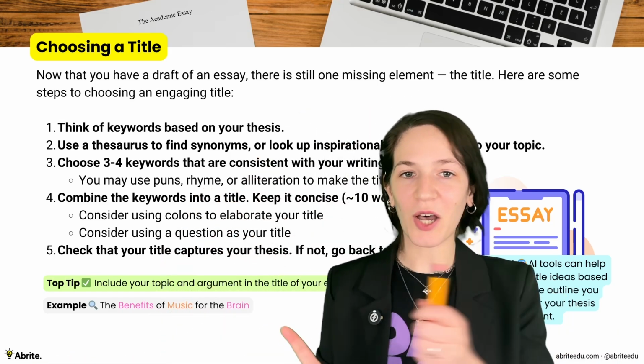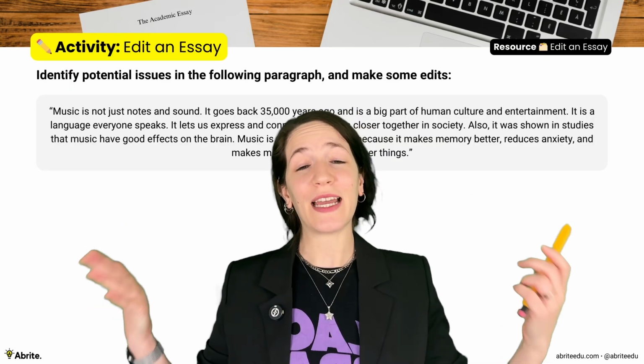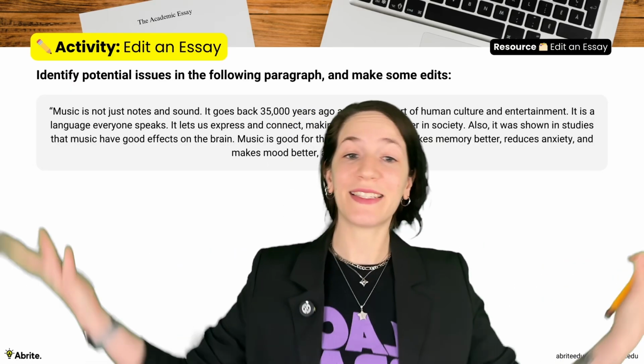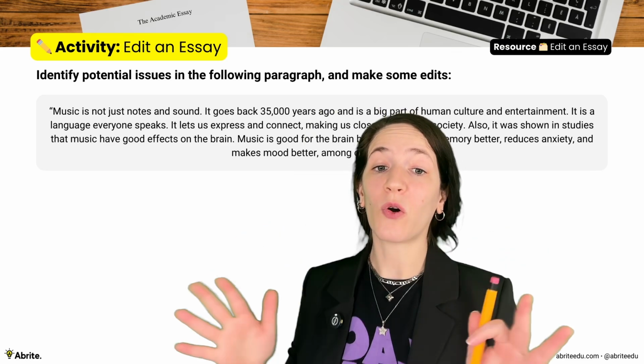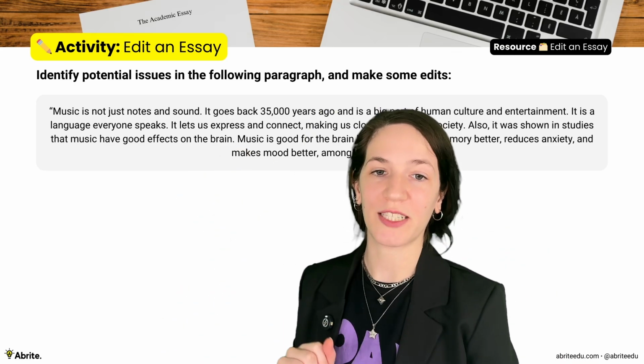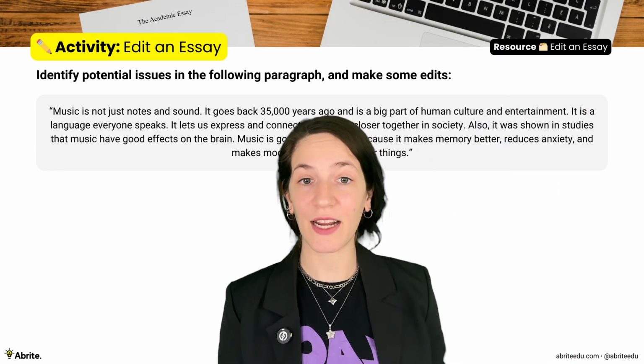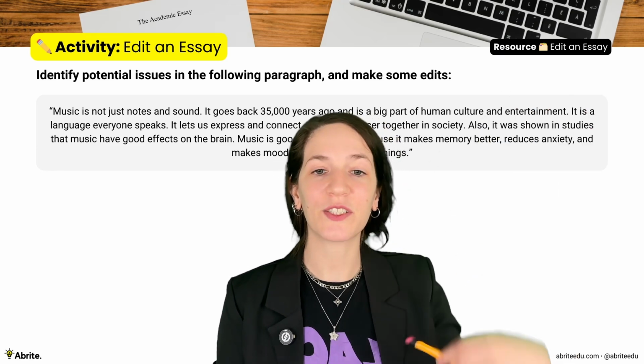All right, let's hop into our activity. If we want to get good at editing essays, we've got to edit essays. So for this activity, we're going to edit an essay. Now, I won't edit the whole essay here. We'll just do the introduction together, but you can find the link to the entire essay if you want to practice editing in the description below.